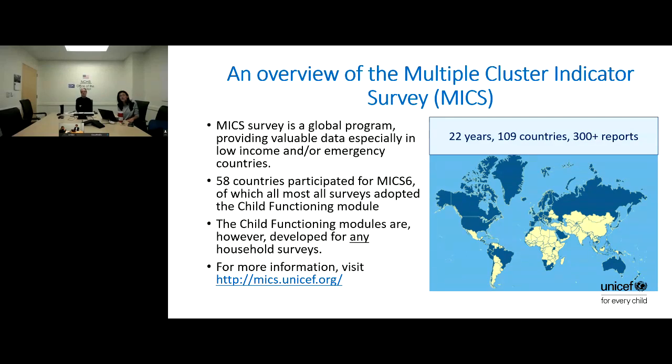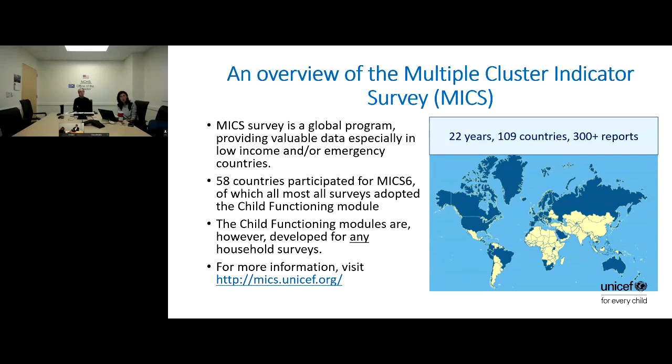UNICEF again provides technical and financial assistance together with other partners. And this technical assistance also takes the form of data collection instruments and questionnaires that we develop in consultation with many different experts and partners. As part of this collaboration, UNICEF joined the Washington Group on Disability Statistics in 2011 with the specific intent of developing a joint module on child functioning that can be used in household surveys. Now, MICS has been conducted at regular intervals, and we are currently in the 6th round of the multiple indicator cluster survey program, which is expected to be implemented in 58 countries across the world.